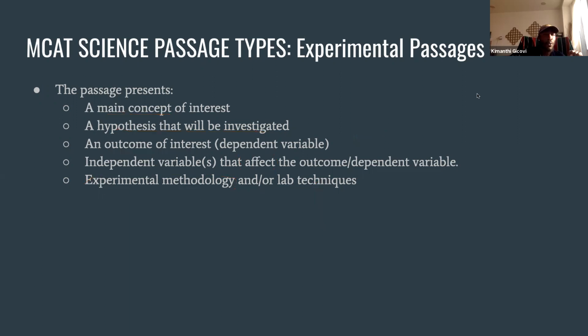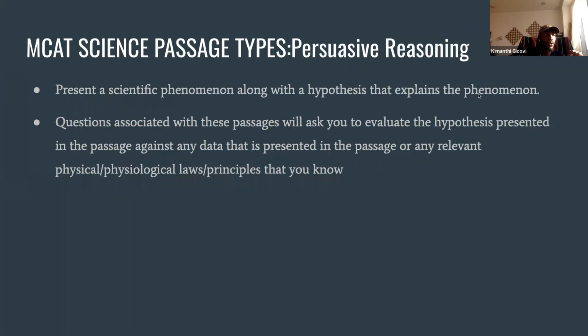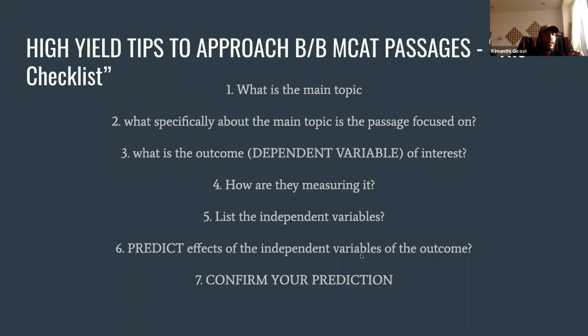So we're gonna skip the informational or the persuasive reasoning, and we're gonna jump into my high yield checklist of thinking through an MCAT Biochem passage. But really, when you see MCAT Biochem passages, think experimental passages, okay? I'm gonna walk you through slowly, a couple times, how I use this checklist. And then we're gonna use it ourselves, okay?